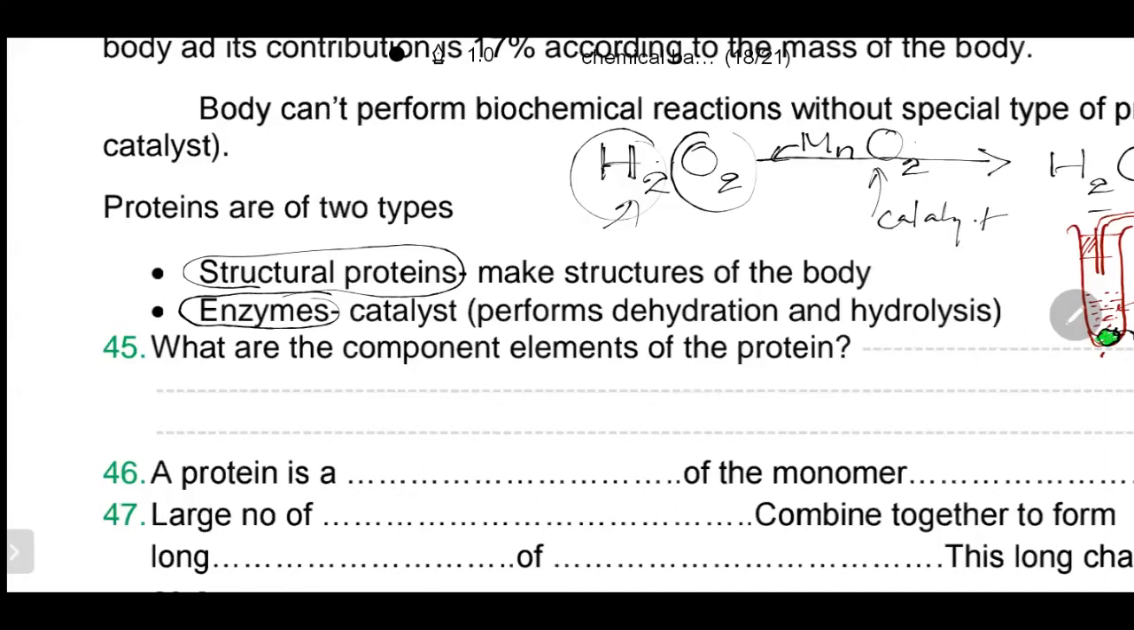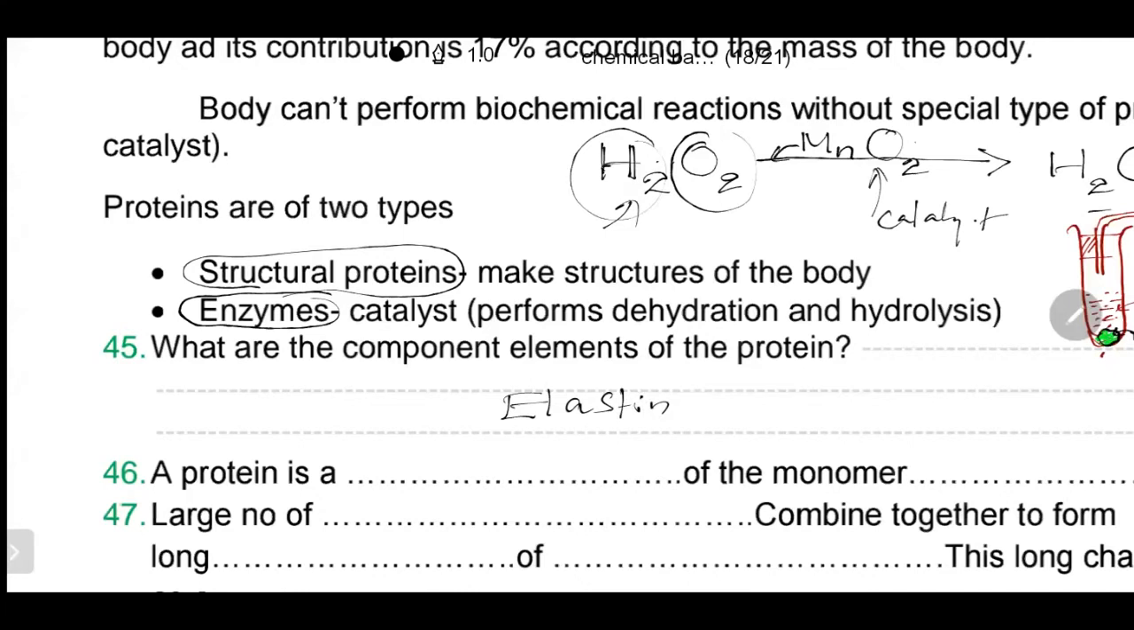Your structure of the body, the bones, are made up of a special protein called osein. The stretching parts of your body are made up of a special protein called elastin.